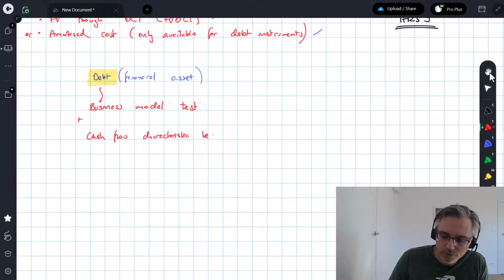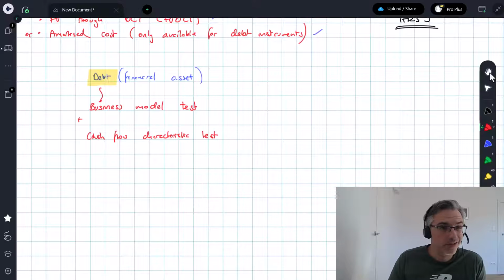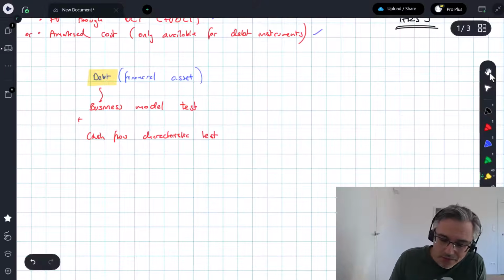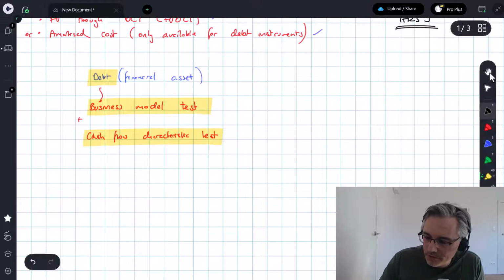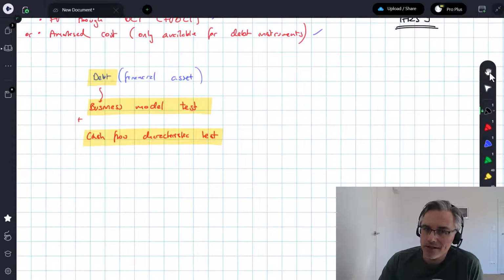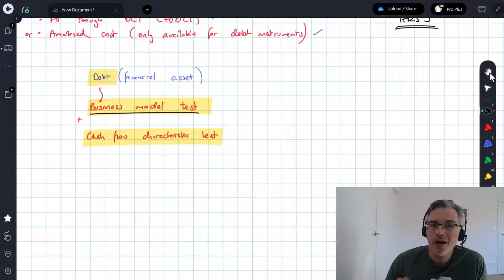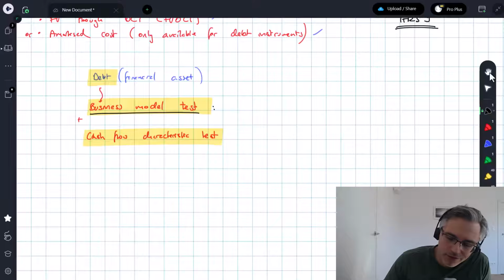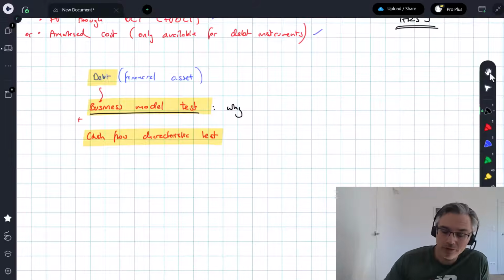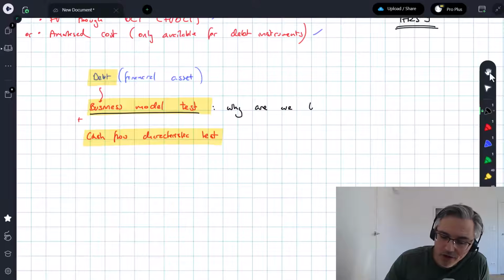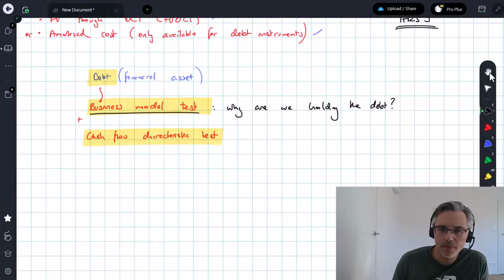I'm not sure if it's plural characteristics or singular characteristic, doesn't really matter. Nobody will test you on the precise name. You just need to know in essence what this is. The first one is asking yourself, you are the investor, you are the holder of somebody's debt, and I want you to ask yourself, why am I, or why are we, holding the debt? What's our purpose in holding somebody's debt?